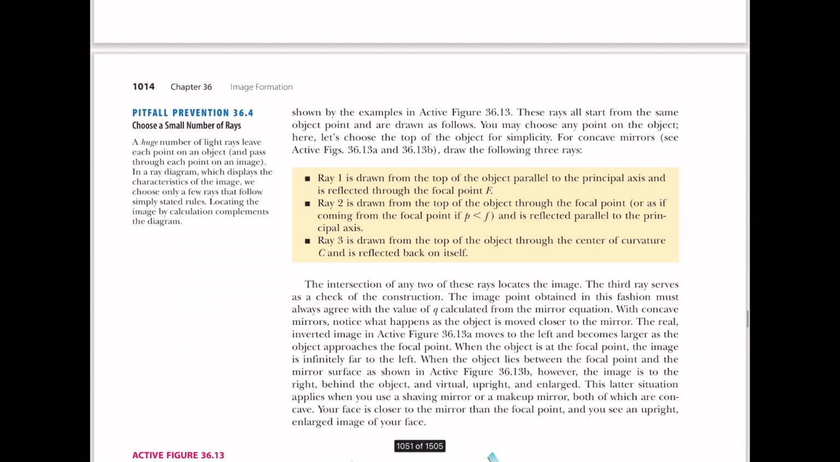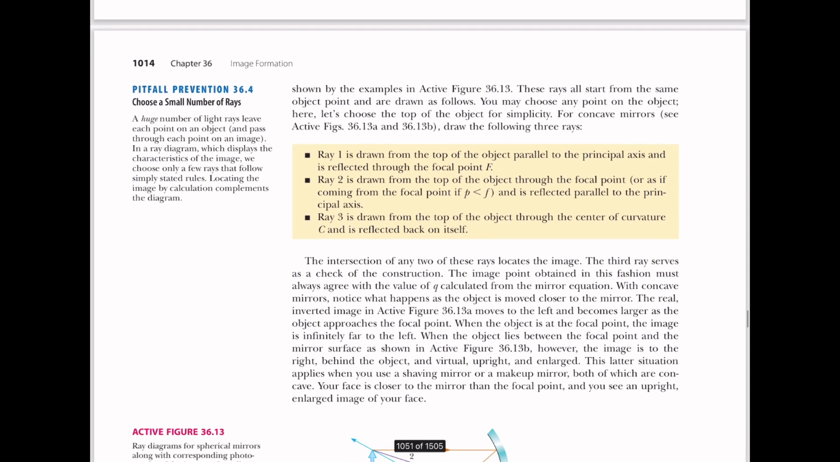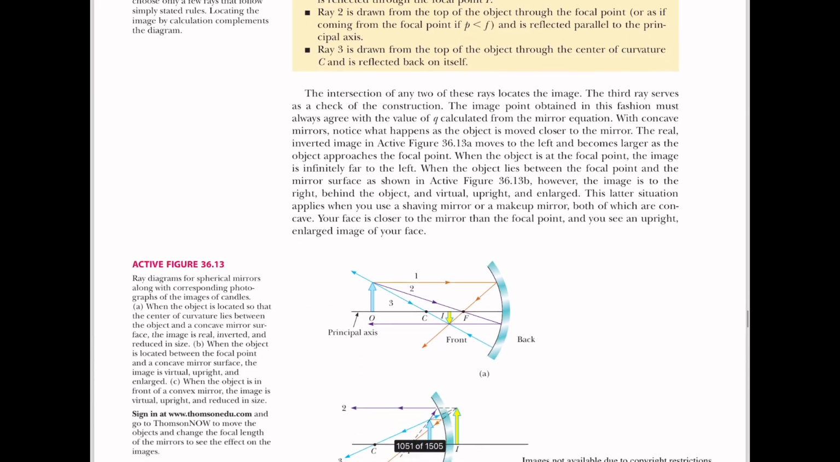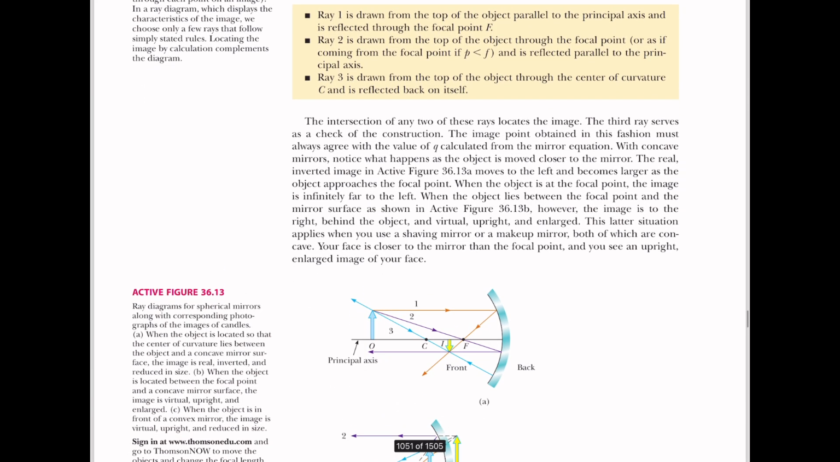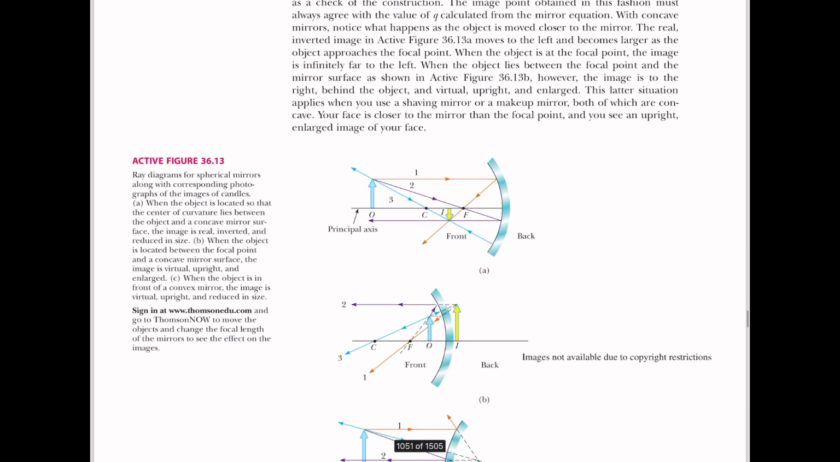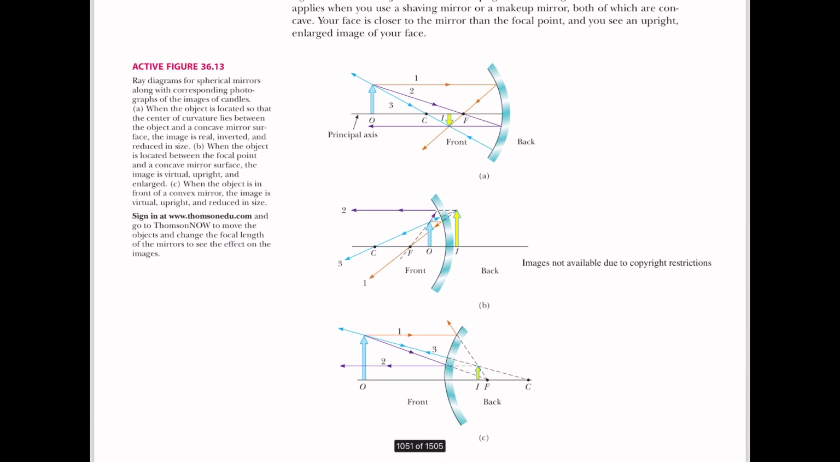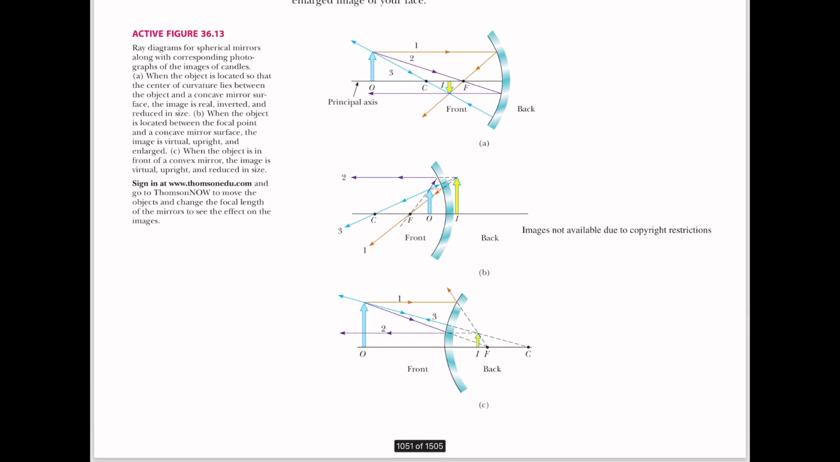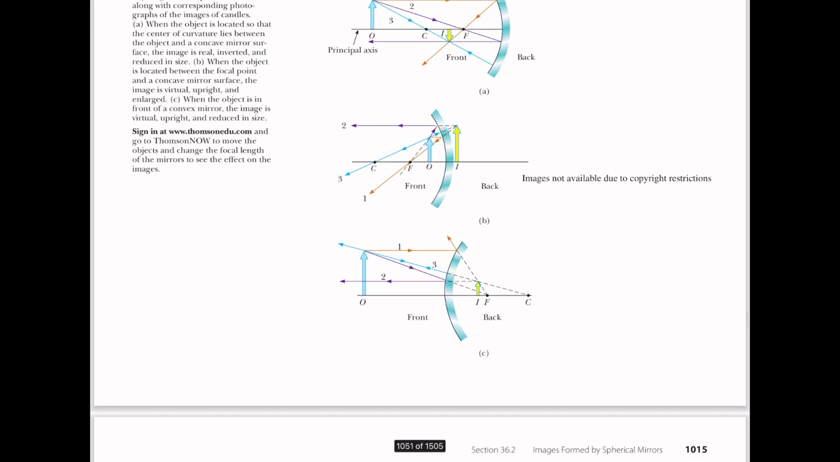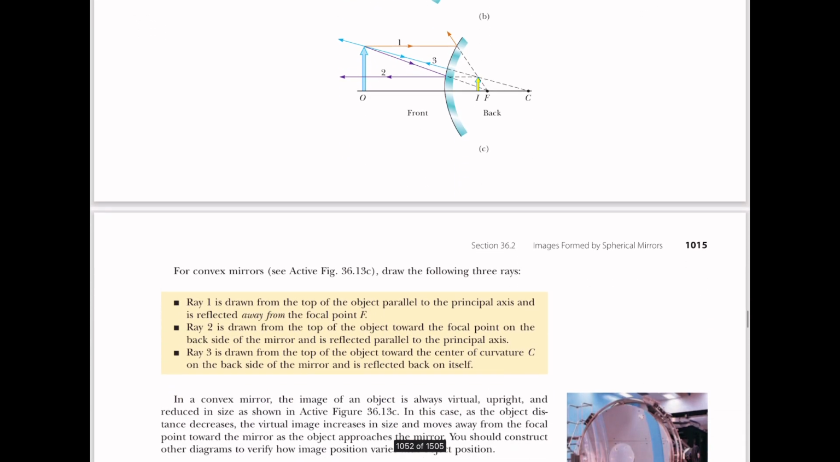Then we have a big section here in yellow, which looks pretty important. Ray 1 is drawn from the top of the object parallel to the axis, ray 2 is drawn, ray 3. Okay, we'll come back to this, but I'm going to keep that little yellow section in mind. It might be important. And I can see, again, the same letters, P and F, in there, italicized. Some other diagrams here. Part A here is a concave mirror. Then we have another concave mirror. And part C here is a convex mirror.